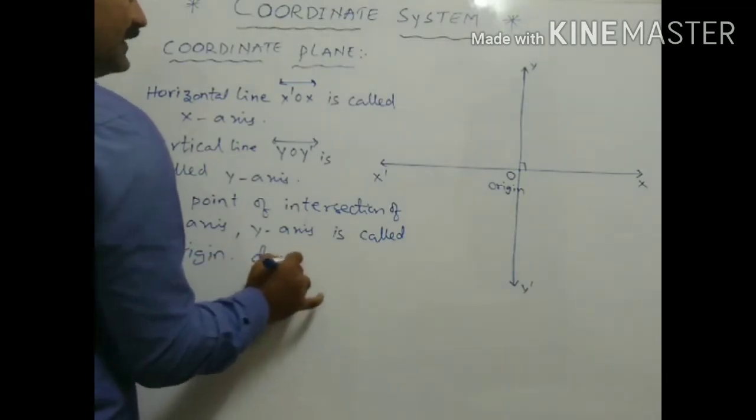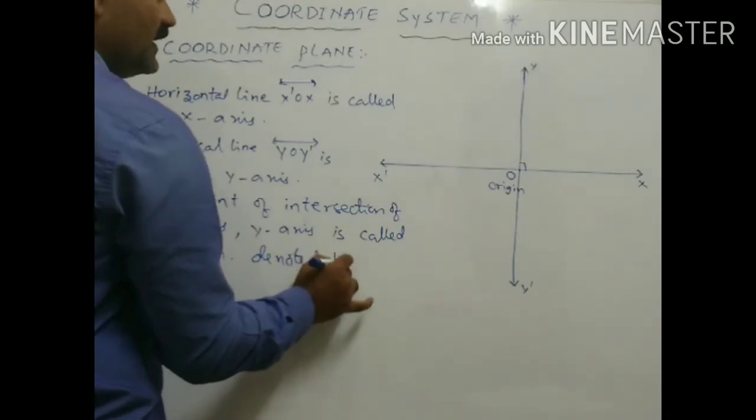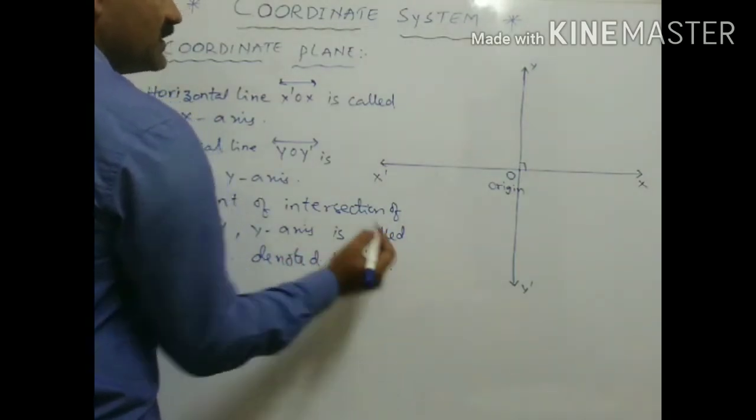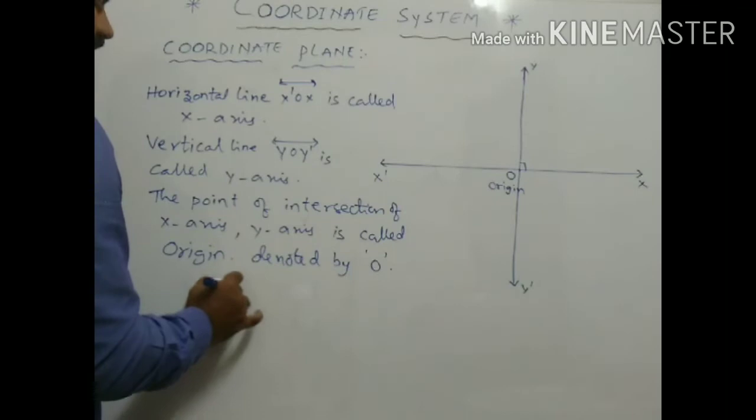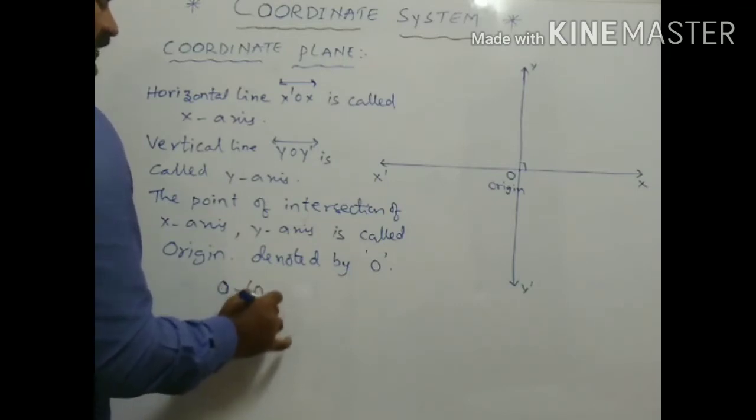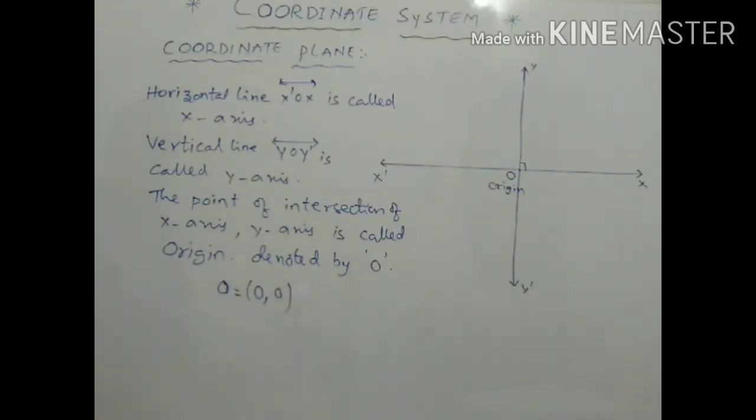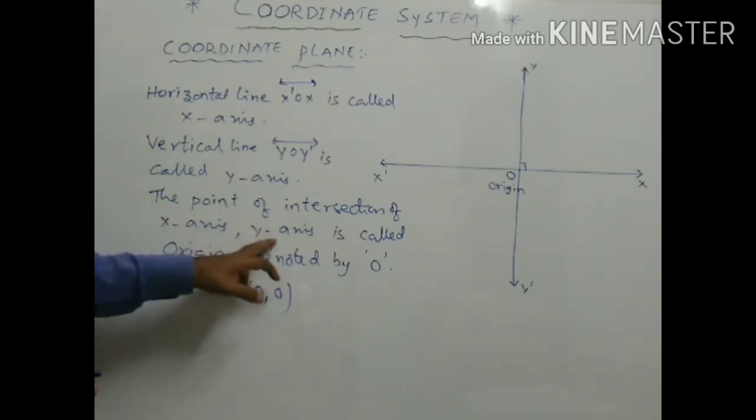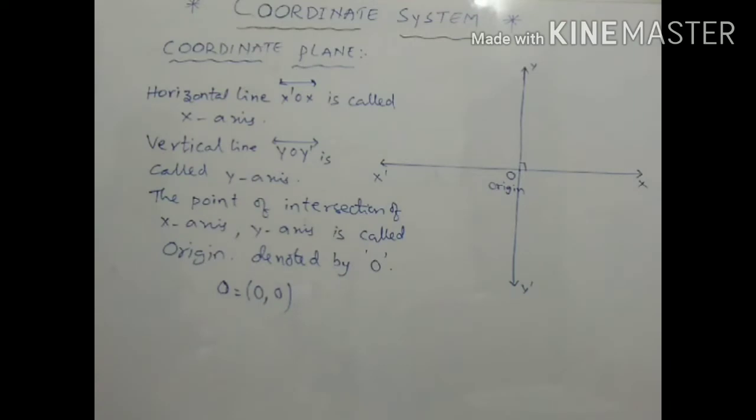And denoted by the starting letter of origin, O, and the coordinates of origin O are nothing but 0, 0. Okay, and this x axis and y axis together we call them as coordinate axis.